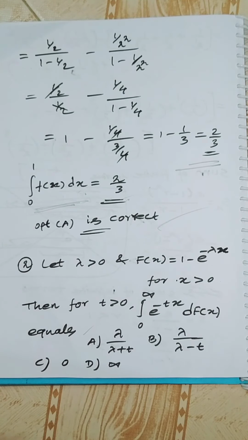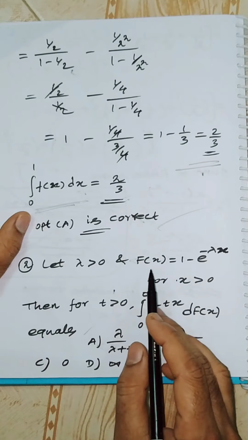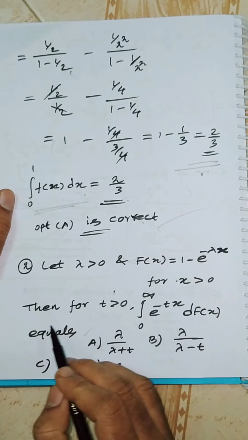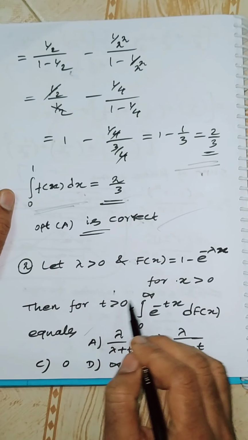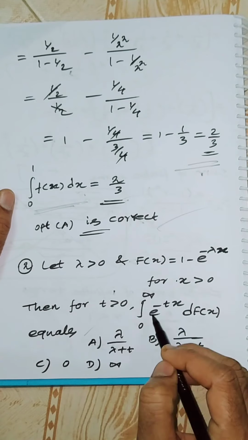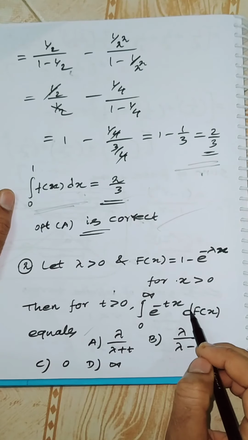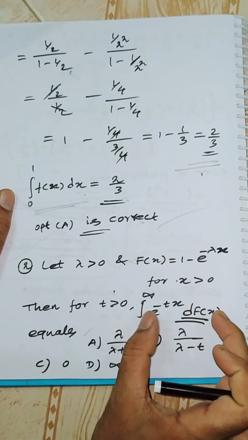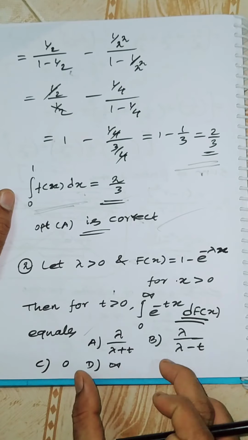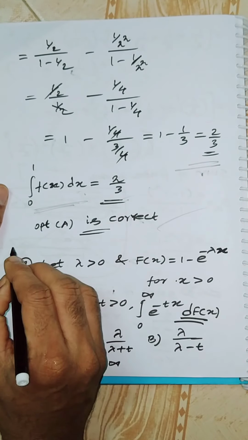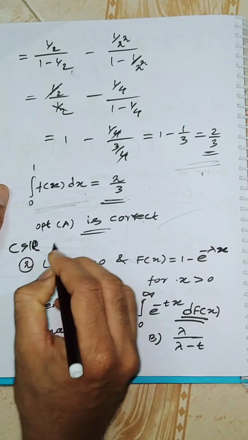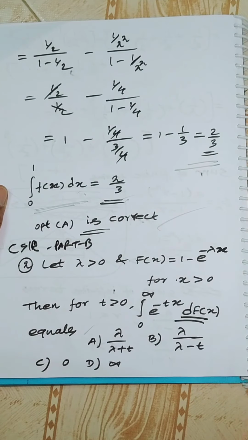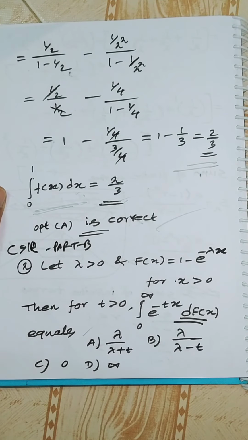Easy concept. For lambda greater than 0, that is positive, then capital F of x is defined like this, 1 minus e power minus lambda x for x positive. Then for t positive, integral 0 to infinity e power minus tx d of F of x, am I right? Equals, this integral value equals, the 4 options are given. So we have to find this; this is also a CSIR question, part B question. Okay, now we are going to solve this problem in the easiest way. Fine.